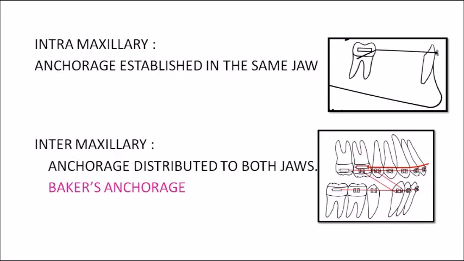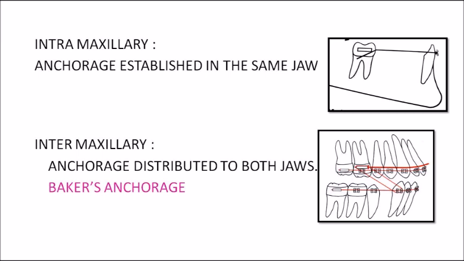Now, another common classification of anchorage is intramaxillary and intermaxillary. Intramaxillary is one in which all the anchorage units are established within the same jaw. So, if you are applying retraction or tipping in the upper arch, the anchorage is derived from the dental units within the upper arch. It is called intramaxillary. If you are retracting the lower arch and the anchorage is derived from the lower arch itself, then it is an intramaxillary anchorage. So within the same jaw, the anchorage is established.